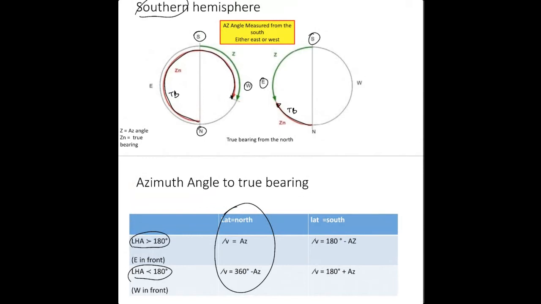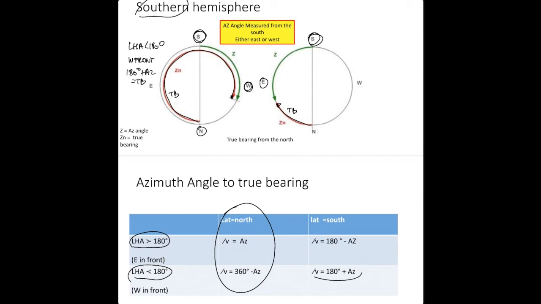And then the second case, when we are in the southern hemisphere, true bearing is always measured from the north, but when our LHA, here it's measured over the west, so west is in the front. So this means that our LHA is smaller than 180 degrees. And so in this case, what do we have to do? We have to take 180 degrees and add the azimuth to get the true bearing.